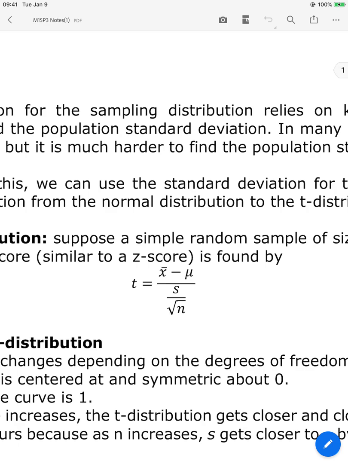And a t-score, which still tells you how far away from the mean you are, is as follows. You take your sample mean minus your population mean and divide that by the sample standard deviation over the square root of n.